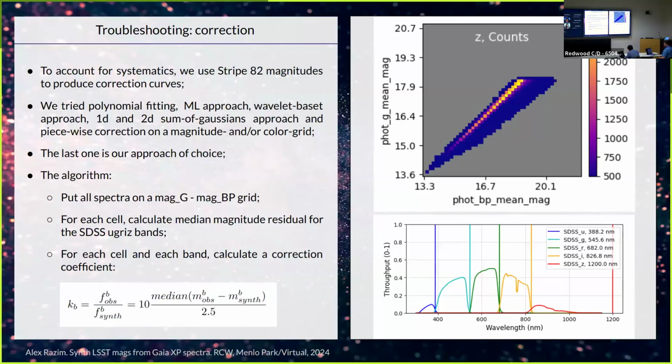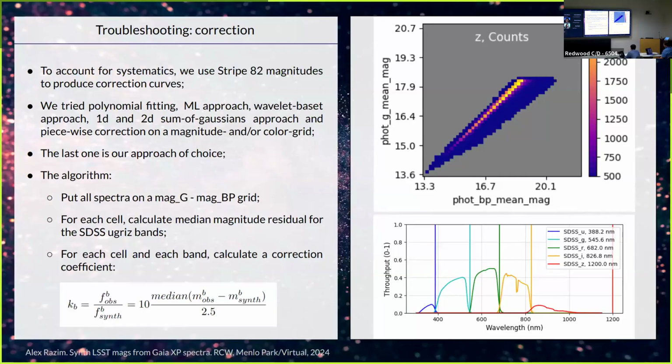So we turned to another approach. Essentially, we put all the observed spectra on a two-dimensional photometric grid. The x-axis is Gaia BP magnitude and the y-axis is G magnitude. Actually, we can also use different magnitudes or even colors, but it doesn't affect the results that much. On this picture, on the right hand on the top, you can see the counts that correspond to the number of spectra that fill each cell on this grid.